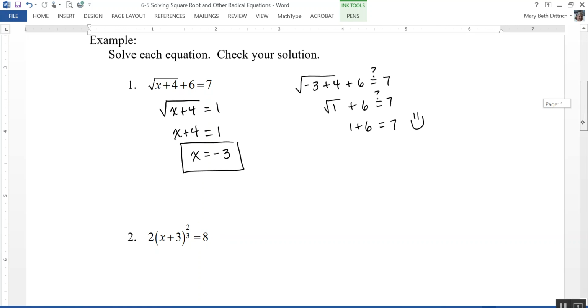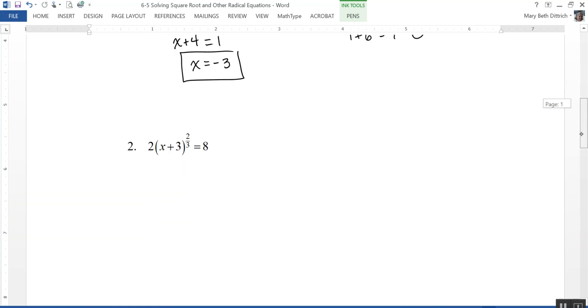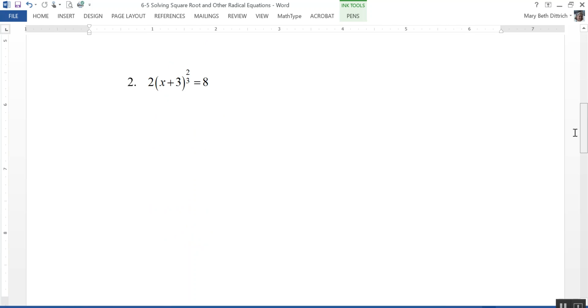Our second example says 2 times the quantity x plus 3, raised to the 2/3 power, equals 8. So I would like to isolate the stuff in parentheses. So I'm going to divide both sides by 2. So x plus 3 to the 2/3 power is equal to 4.